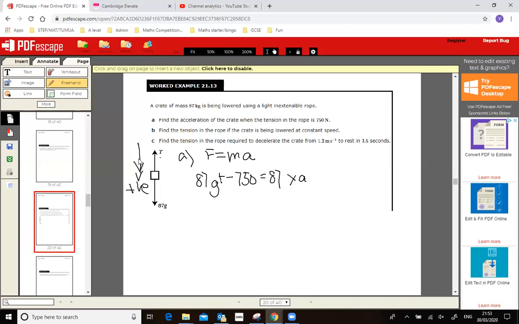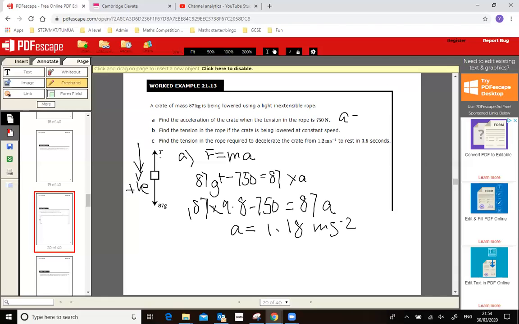For this g we can actually use 9.8. So you would have 87 times 9.8 minus 750, and that would equal 87a. You can then use the calculator and work out the value of a, and a comes out to be 1.18 meters per second squared. Okay, so let's write our answer down here. So we said a equals 1.18.